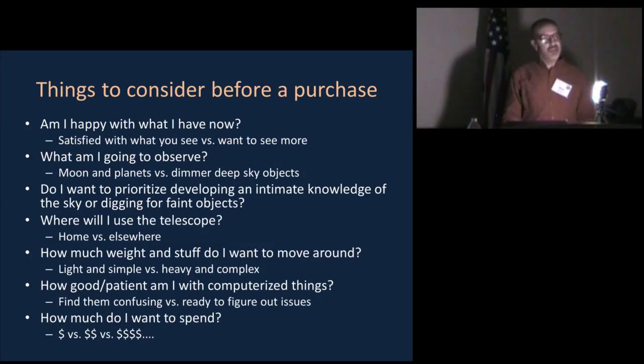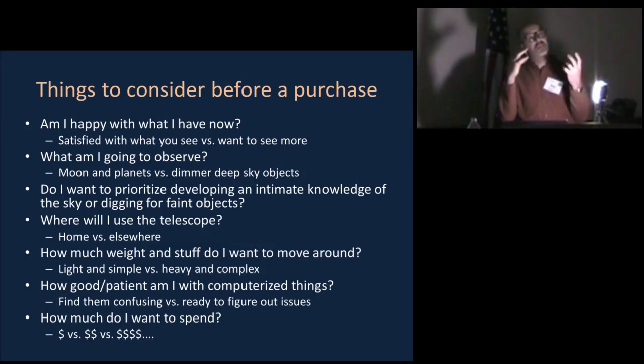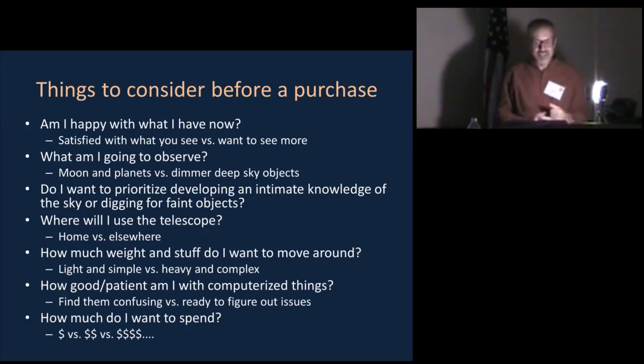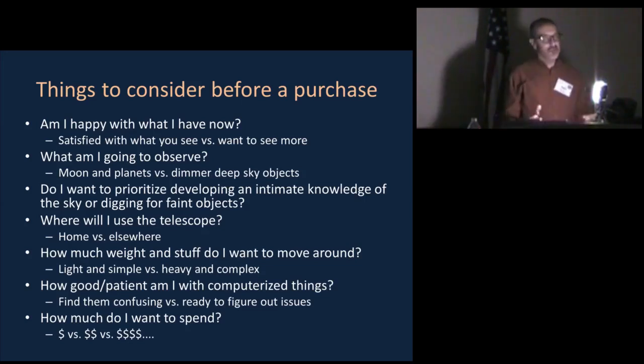Then we get into thinking about how I direct that telescope. Do I want to become knowledgeable about the sky and be able to look up and see where things are, or do I want to dig for fainter objects? If I want to get that knowledge of the sky, I'm probably going to stick with more of those manual methods. I spend a lot of time using my computerized telescope, but I'm finding myself going back to more of the manual stuff because I feel like I haven't really developed that knowledge and that feeling for the sky, and I want to do that. So I'm finding myself spending more time there these days.